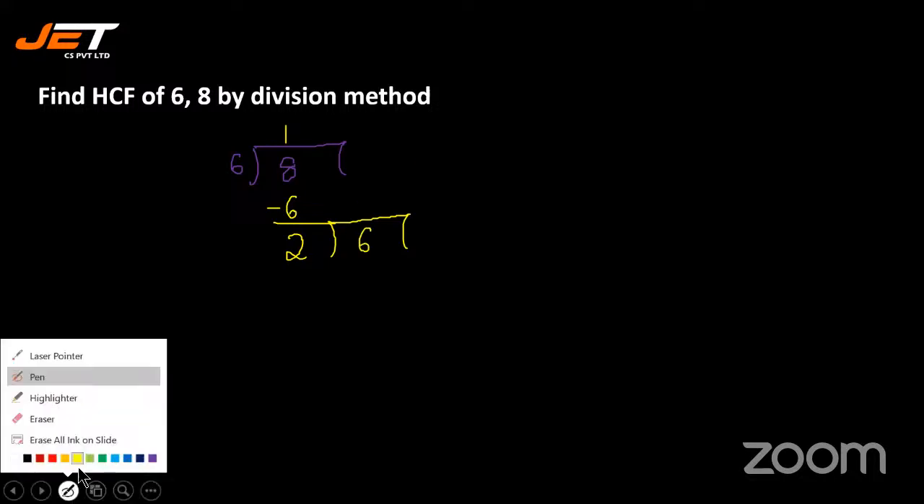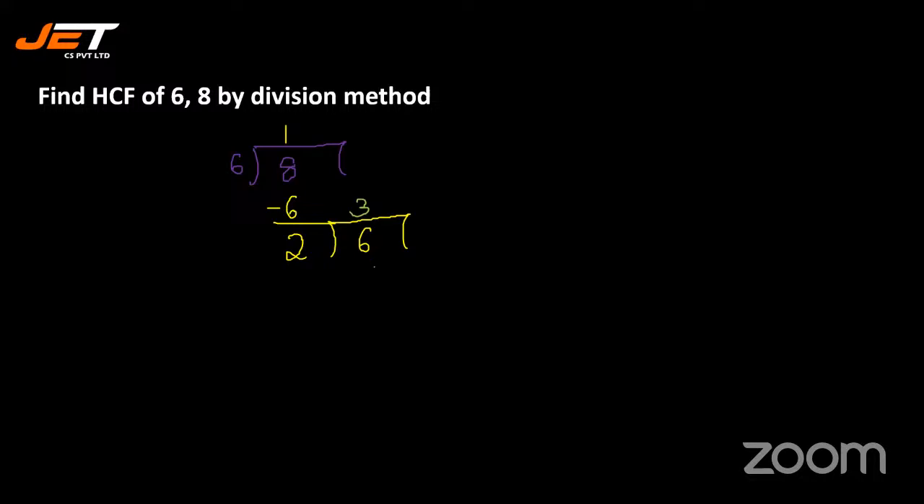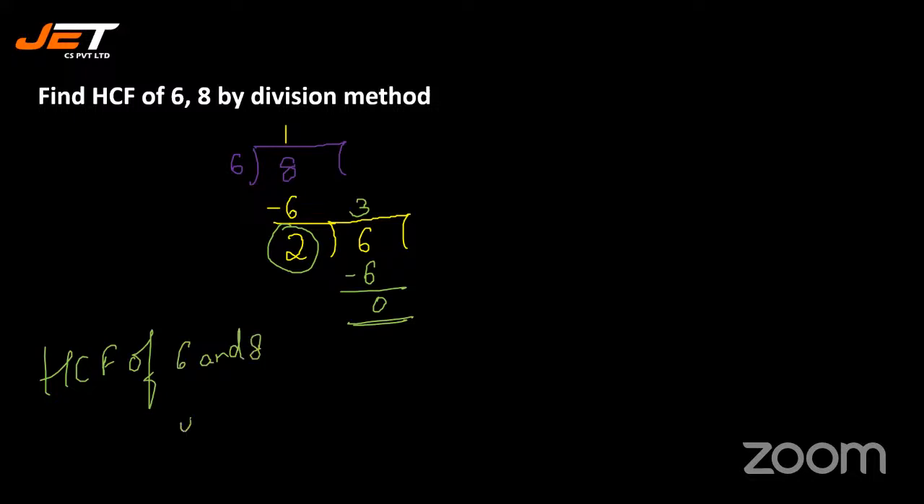Right? Let's go to the next one, 6 and 8. What did I tell you? Smaller one as the divisor, greater one as the dividend. Okay. Now, 6 times 1 is 6. I got 2 as the remainder. Now, this 2 will be treated as the divisor, and 6, which was divisor earlier, will be treated as a dividend. Okay. Now, 2 times 3 is 6. 0. I can see that the HCF of 6 and 8 is 2. Easy peasy.